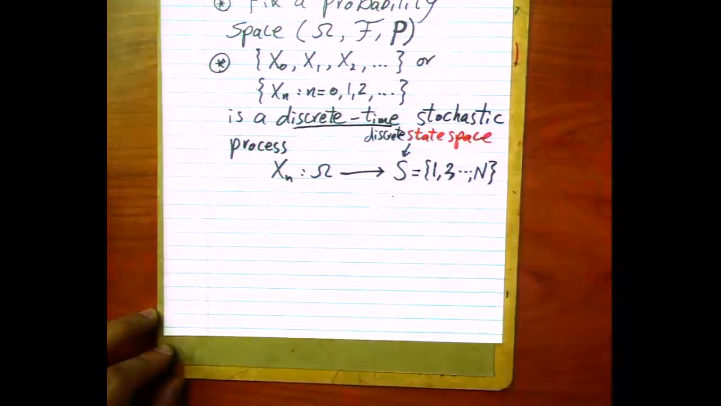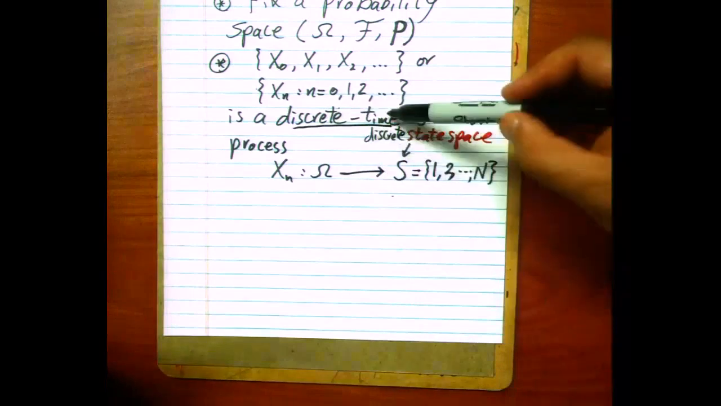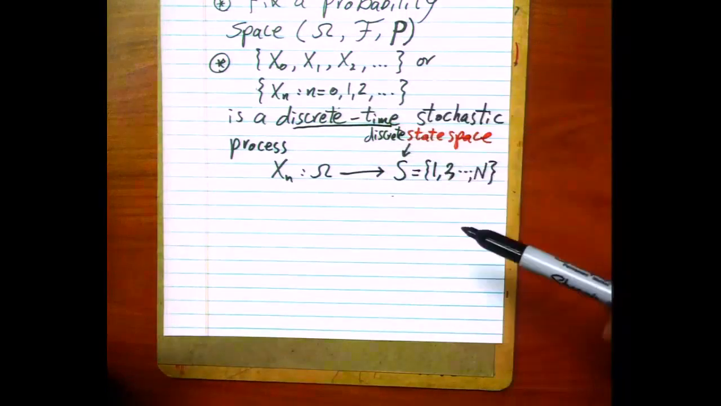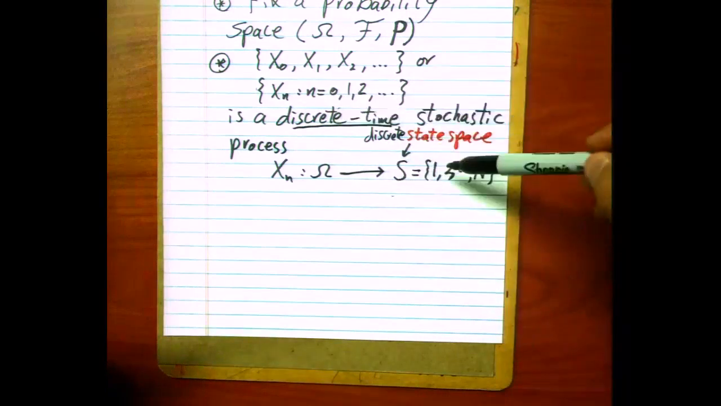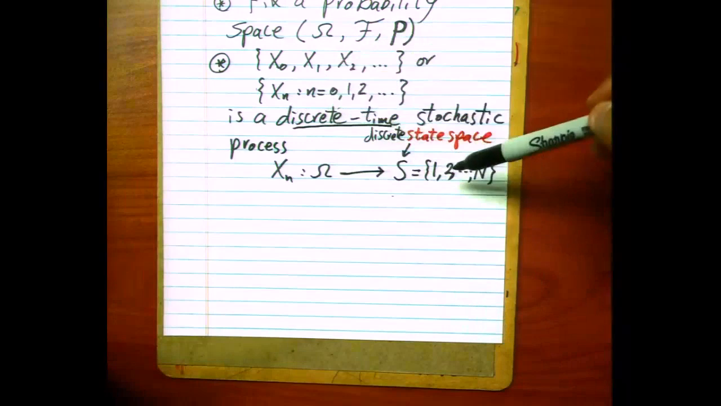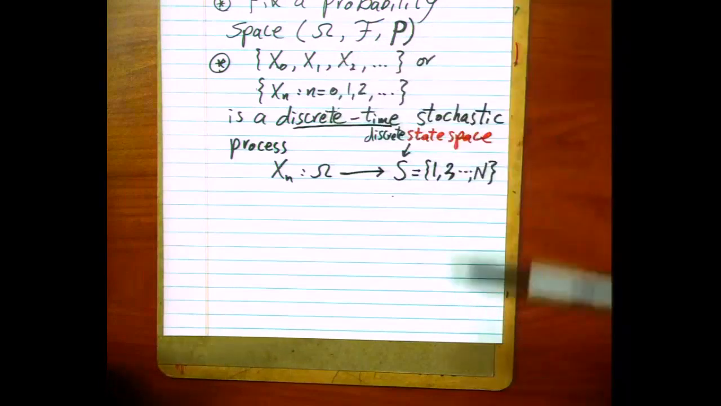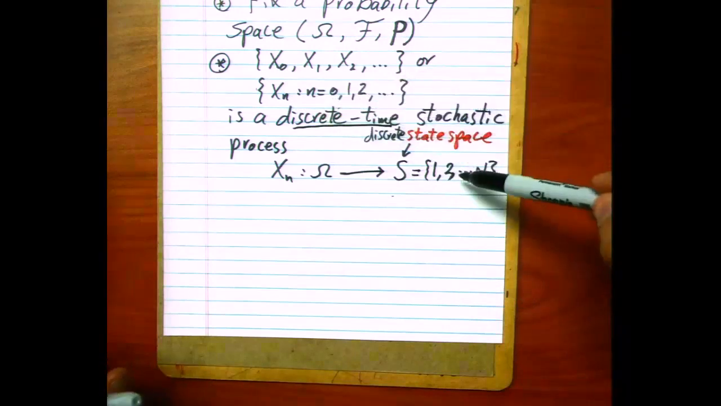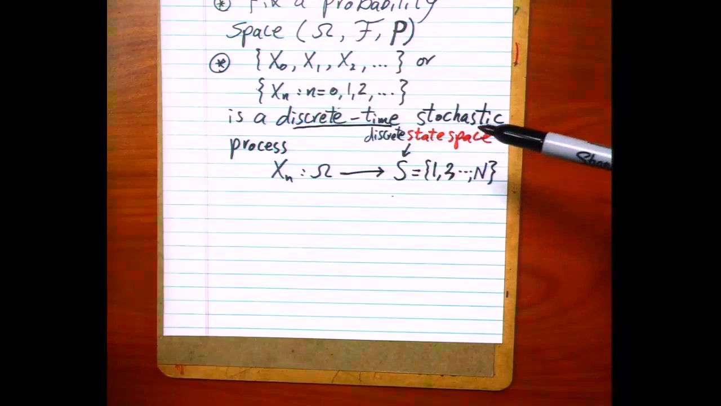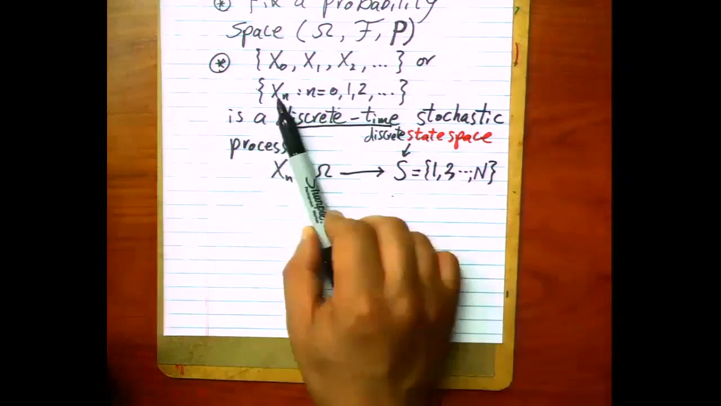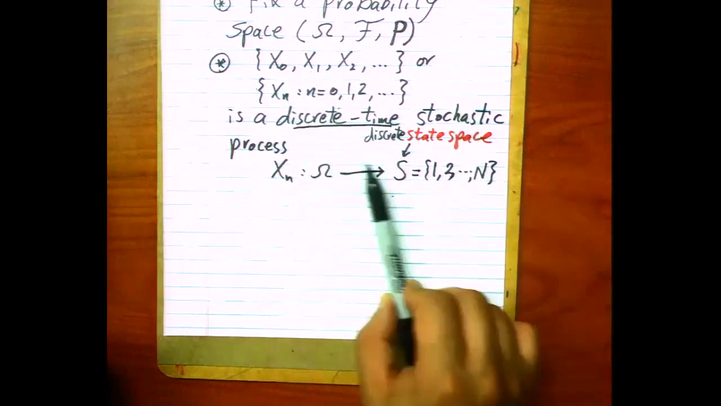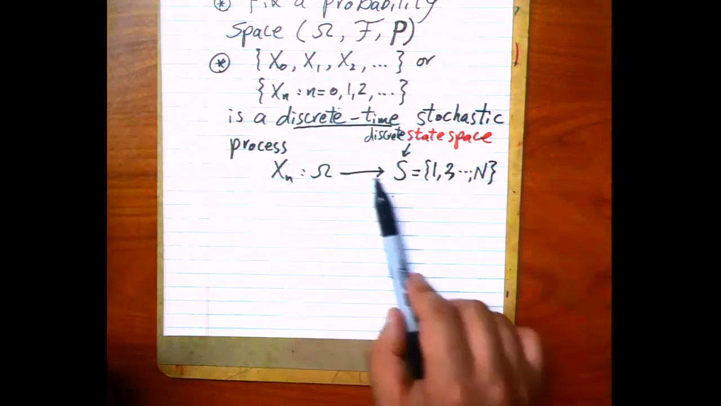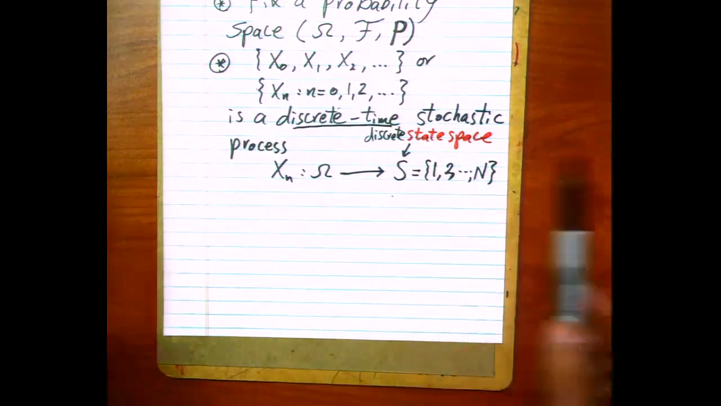Some processes have continuous time and continuous state space. Some of them have mixed, like discrete time with continuous state space. Some of them have continuous time with discrete state space. But I'm starting with the simple one. We have here discrete time and discrete state space, which means we are talking about a sequence of discrete random variables. That's a sequence X0, X1, X2, etc., and each one of these random variables takes values inside a discrete set. So it's a discrete sequence of discrete random variables.